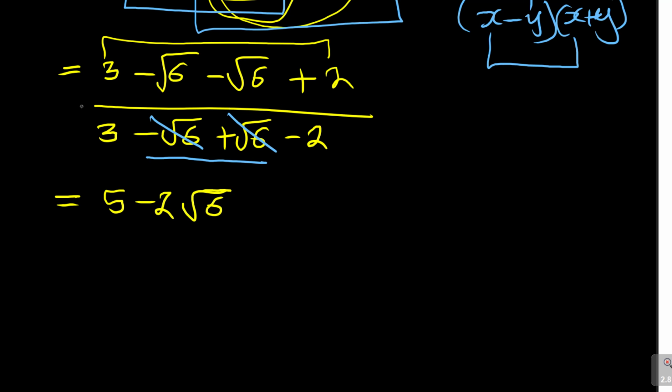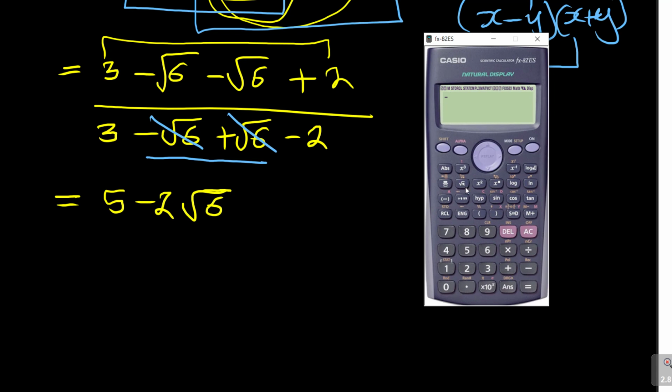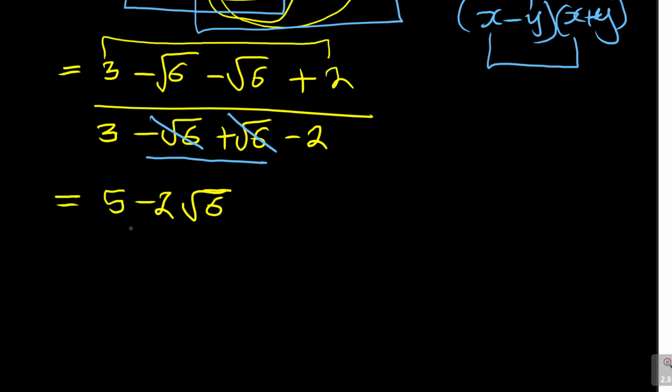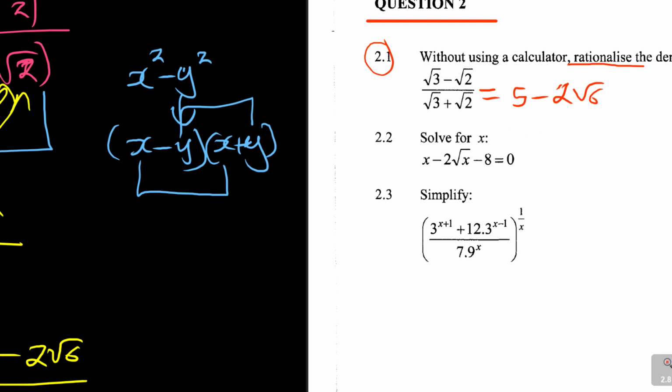If you can't, take a calculator. It works for you. You say negative root 6 and then negative root 6. They won't find out that you used the calculator, trust me, because anyone can still use it. So I did it without the calculator. And now 3 minus 2, it's 1. And then there's the answer, which is 5 minus 2 root 6. And that's what we got in here. Alright, so that was that part.